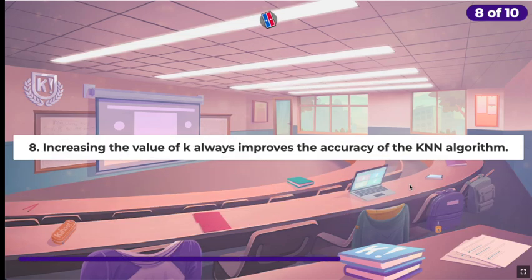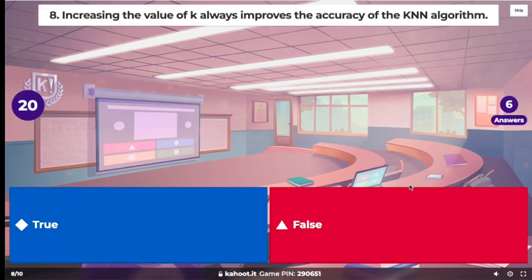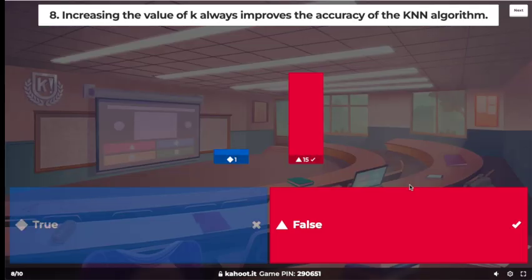Increasing the value of k always improves the accuracy of KNN. As a hint, I mentioned what would happen if you increase the value of k, right? We said if you set k too high, it may lead to over-smoothing, or if you set it too low, it becomes too sensitive to noise and overfits. So setting k too high or too low means that it doesn't help the accuracy, right?